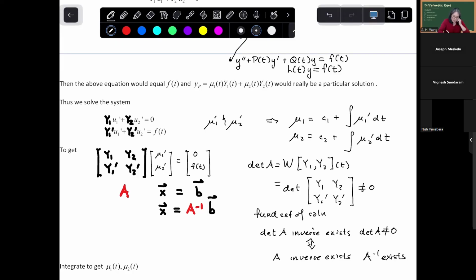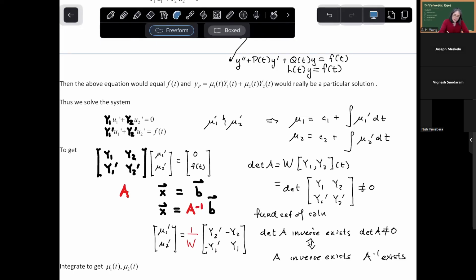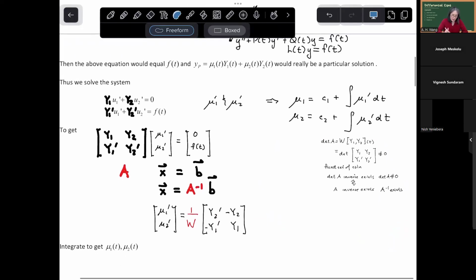So then what you do is, remember who the X is. The X is the mu1 prime, mu2 prime. And what is the A? Well, you know what the A is. It's 1 over, and now look, the determinant of the A is the Wronskian. And then what you do is you flip the main diagonal and keep the off diagonal the same, but with a negative sign. Do you remember? And then you multiply with everything else. This is a little reminder for everybody. There we go.